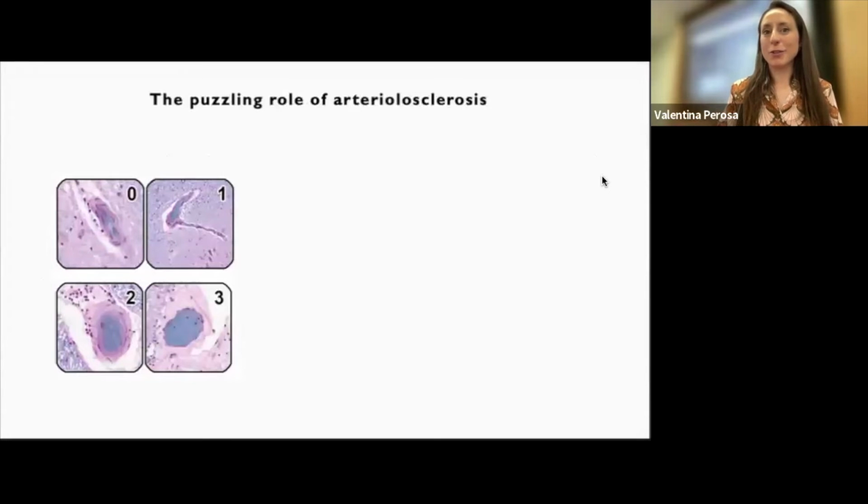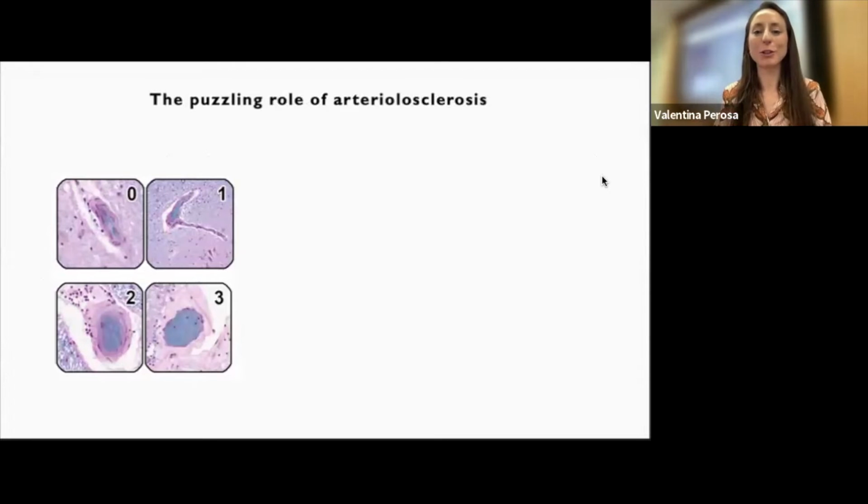So arteriolosclerosis has also been puzzling me for quite a while. I think it's my new favorite topic in general, because we don't really know what it's doing. We have no good way of quantifying it. We see these thickened vessels, but there is not a specific marker as opposed to CAA. We don't have a specific marker for arteriolosclerosis. And also there seems to be quite a bit of heterogeneity in the pathology itself. So we don't really know what is happening there.